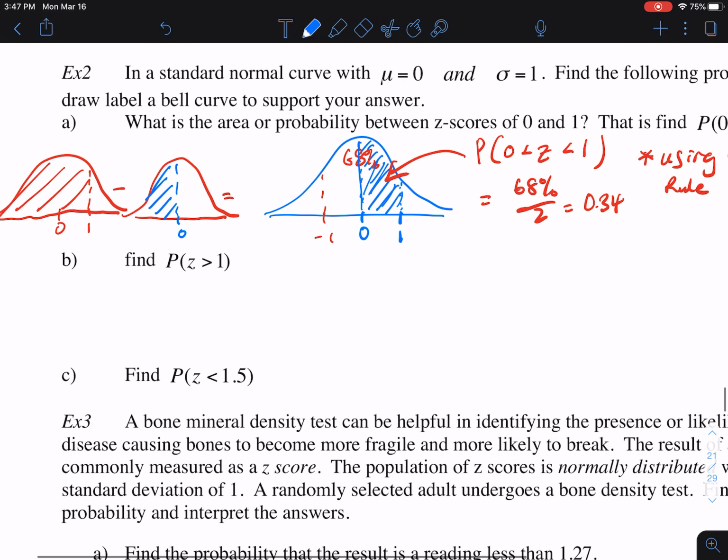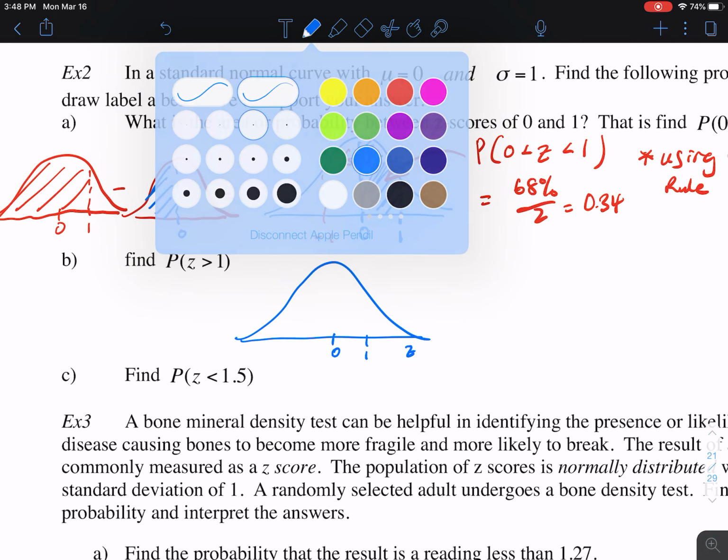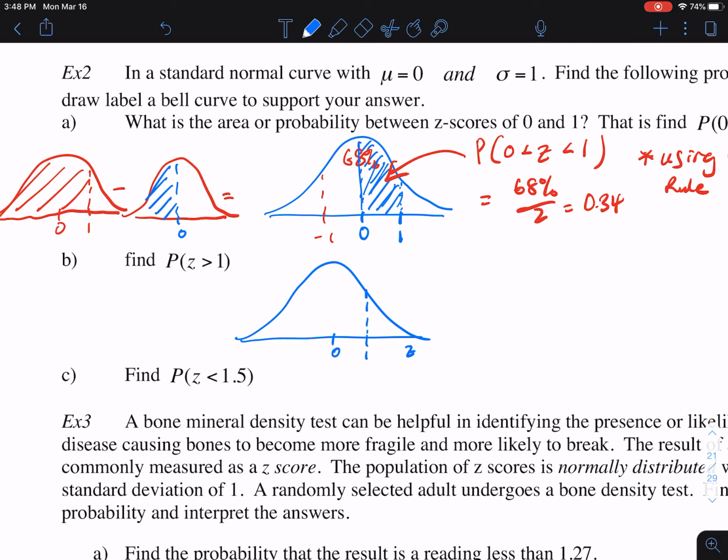So part B, find P of z greater than 1. That means in terms of picture, we draw a standard normal curve. Here's 0 for z, here's 1 for z. Again, the horizontal axis is the z-score. Greater than 1 means the area to the right of 1. So this is P of z greater than 1, the area or probability of z greater than 1.